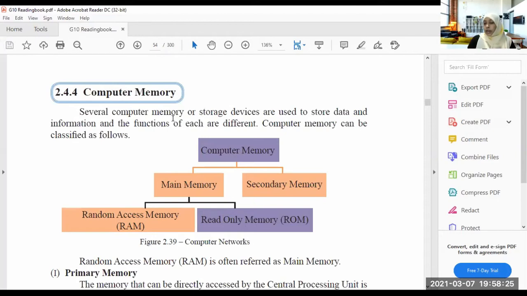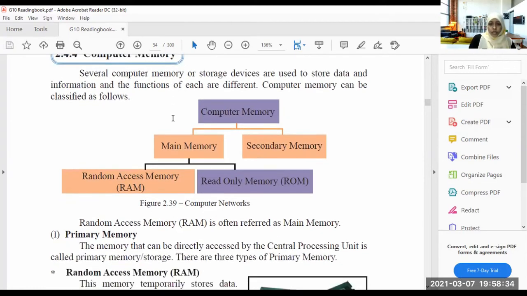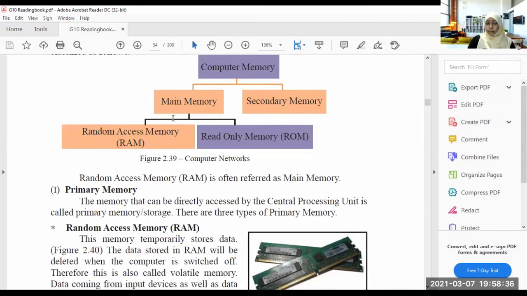Either permanently or temporarily, we should store them. For that, we are using computer memory, right? Okay, let's have a look at the main memories. What are the main memories? Random access memory is often referred to as the main memory.